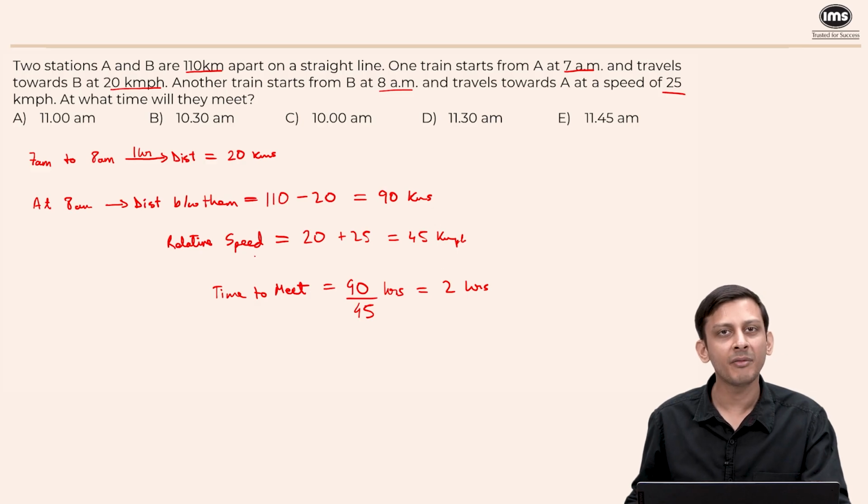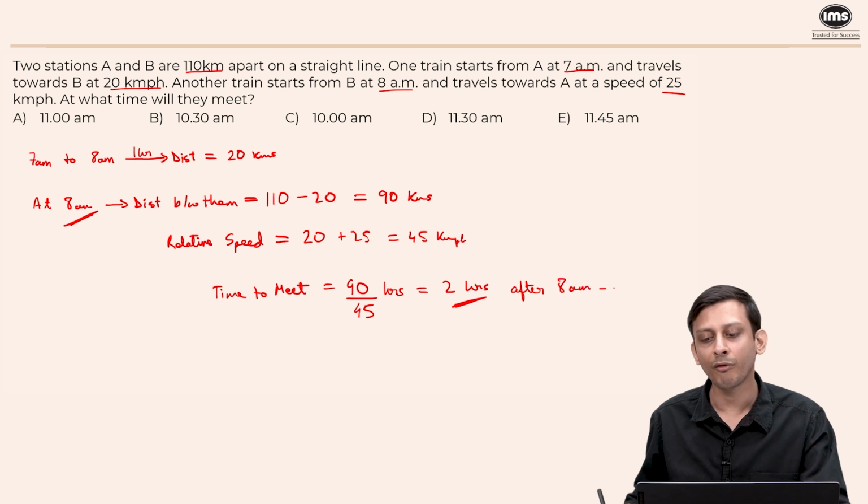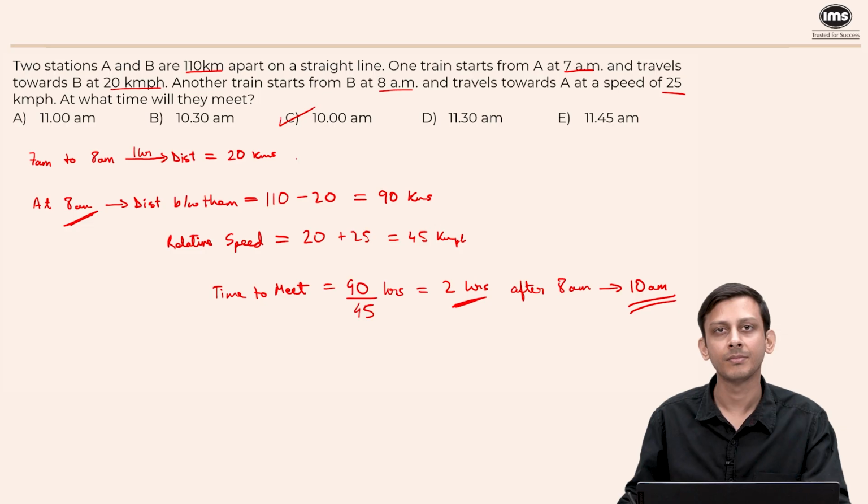Now, this relative speed, we started calculating from 8 a.m. because from 8 a.m., both of them were moving towards each other. So the time of 2 hours will be 2 hours after 8 a.m., which will of course be 10 a.m., which is in option C.